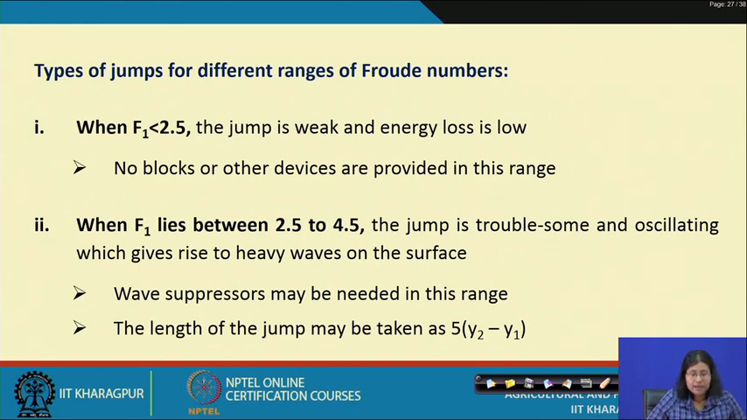However, when F1 lies between 2.5 and 4.5, the jump is troublesome and oscillating, which gives rise to heavy waves on the surface. In that case a wave suppressor may be needed in this range, and the length of the jump may be taken as between the difference y2 minus y1 and 5 times this difference.